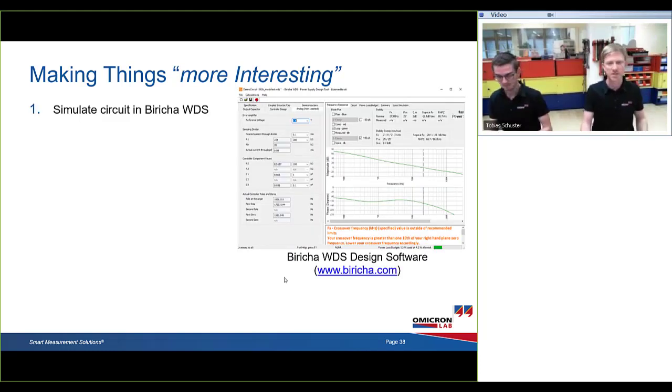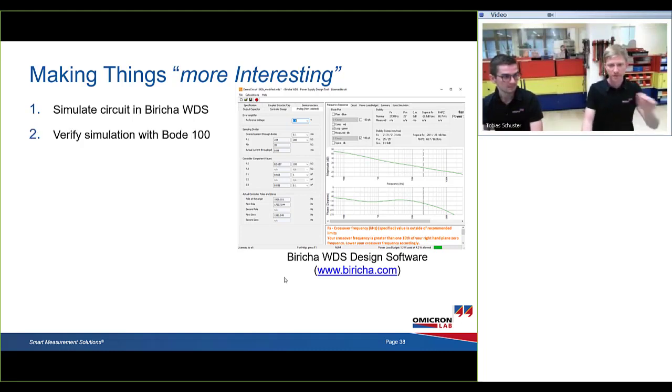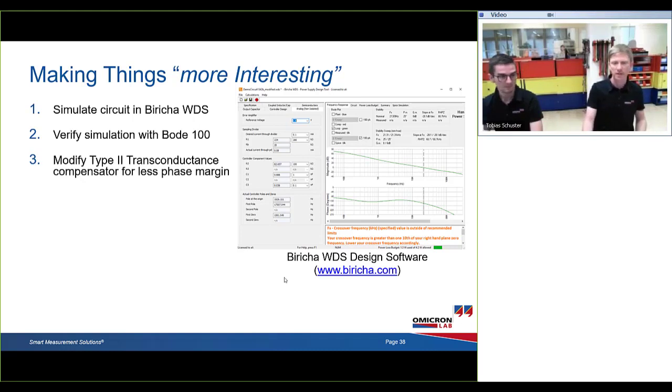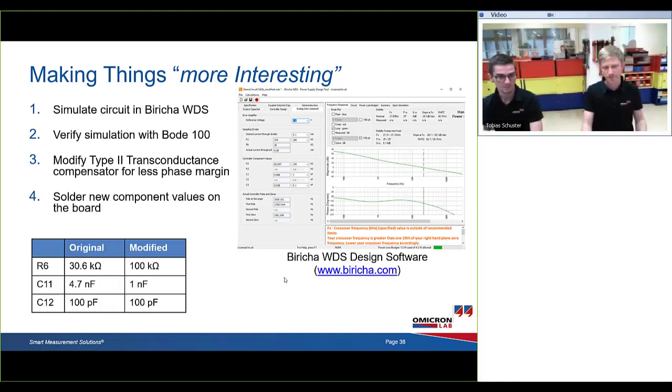First of all, we simulated the system in Breach WDS. That's a power supply or control loop design software, actually complete power supply design software. And then we verified the simulation using the Bode 100. Then we modified the type 2 transconductance compensator to get less phase margin, actually, so to make it worse. And I soldered the new component values to the board.